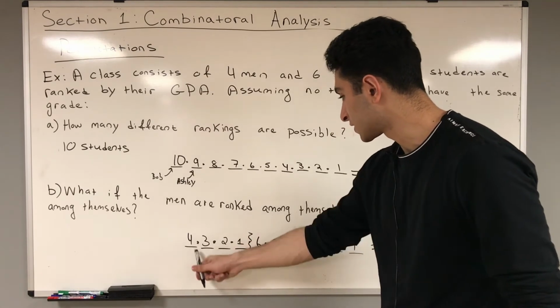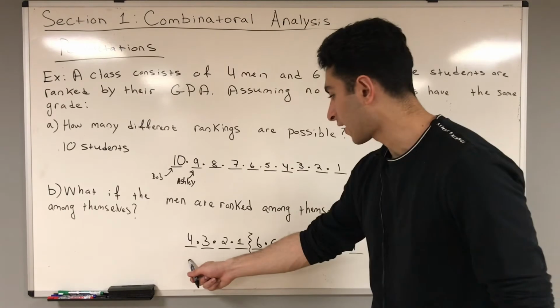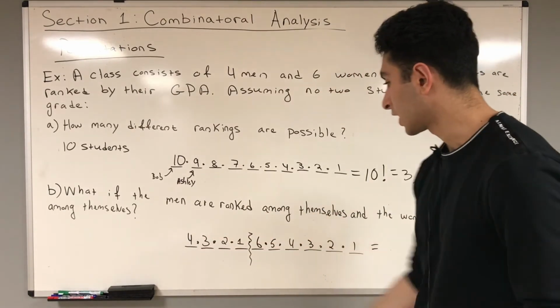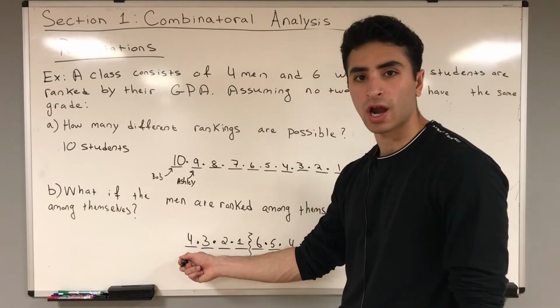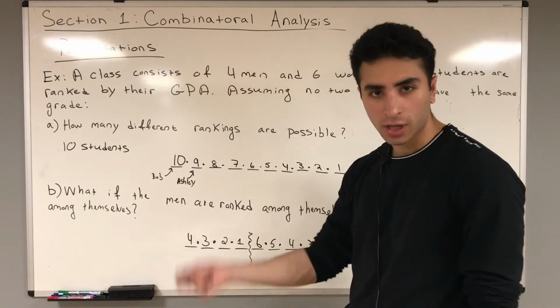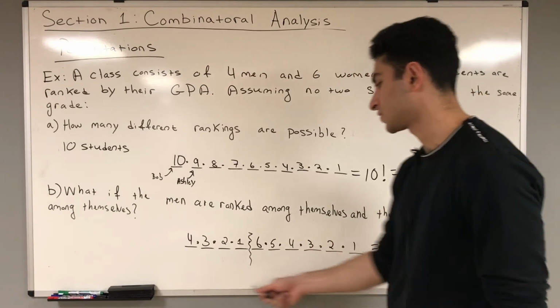You have to multiply all these numbers together because the basic principle of counting says if you have a certain number of experiments, in this case you have 10 experiments, each has their own certain number of outcomes, right? Experiment 1 has 4 outcomes. Experiment 2 has 3 outcomes. Experiment 3 has 2 outcomes, and so on. So the basic principle of counting says you have to multiply all of this together.